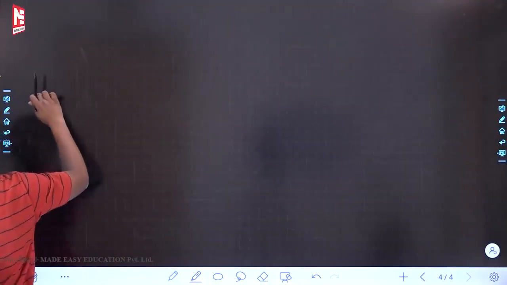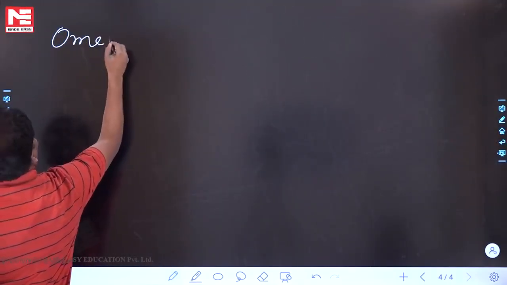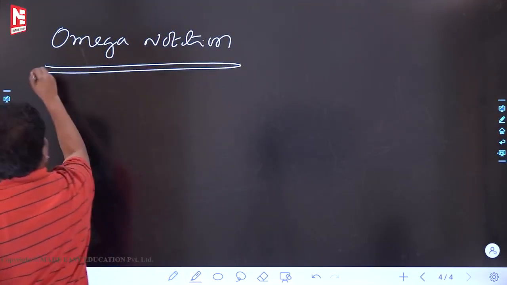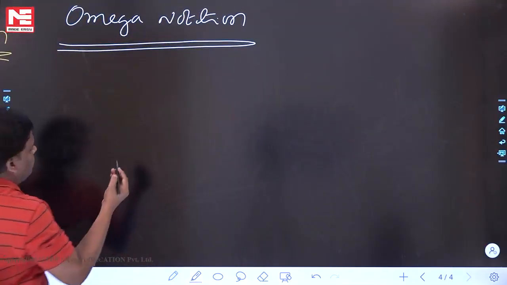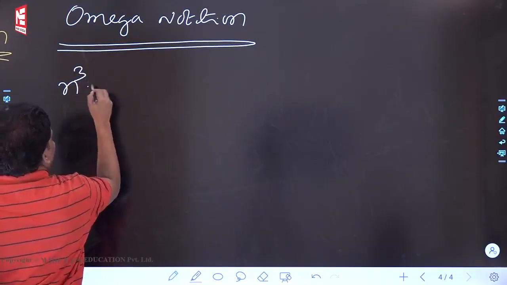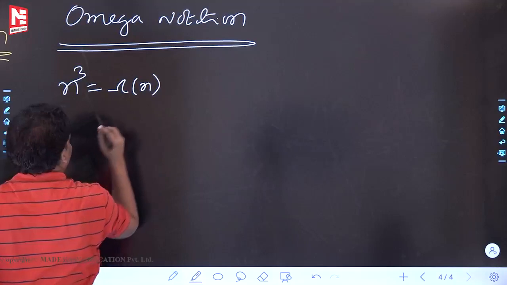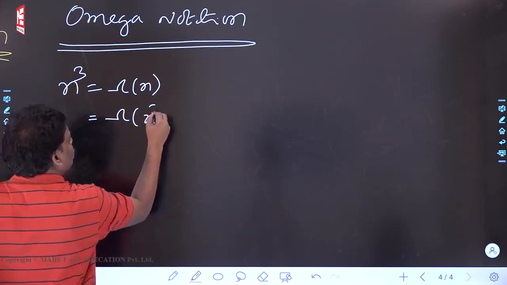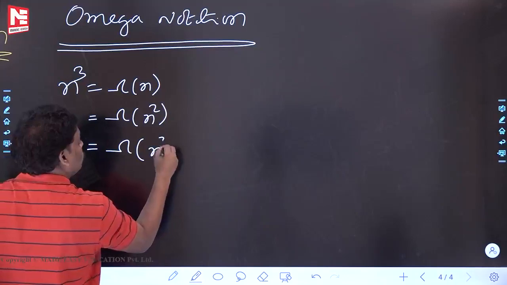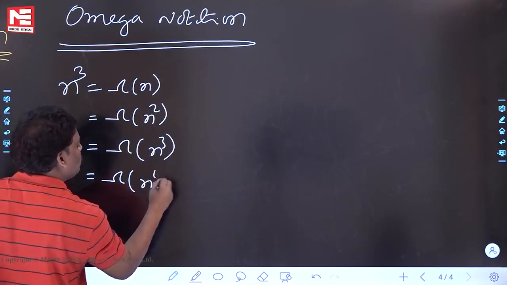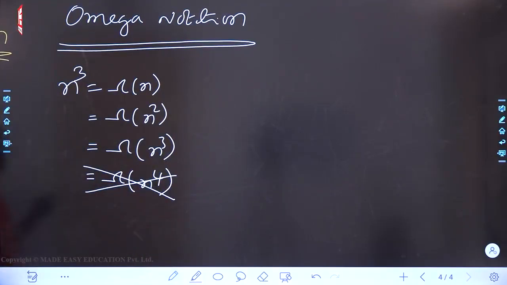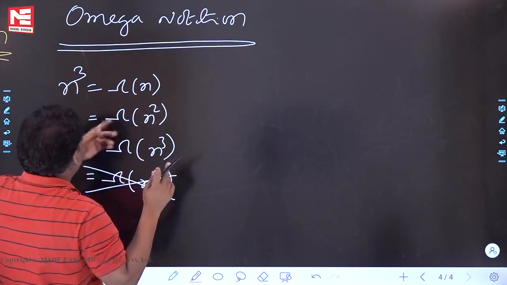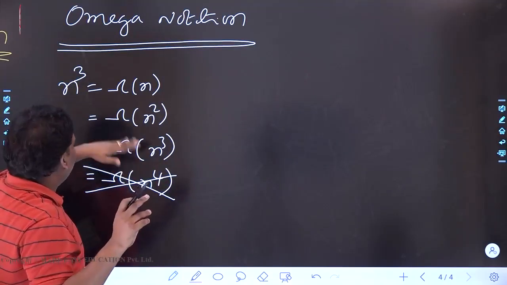Now see one more small story, just listen to this also. Omega notation. See the omega notation, very simple, like the previous one. N cube is omega of n, right? What is the meaning of omega? Left will be greater or equal, that is fine. Next one, n cube is omega of n square. N cube is omega of n cube, that is also right. Next one, n cube is omega of n power 4, wrong. In the omega notation, right hand side will be smaller or equal, which is nothing but left will be greater or equal.